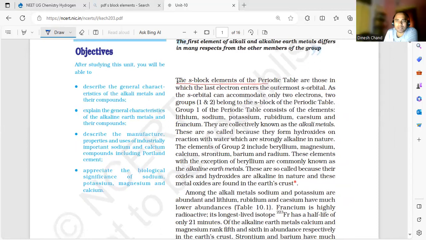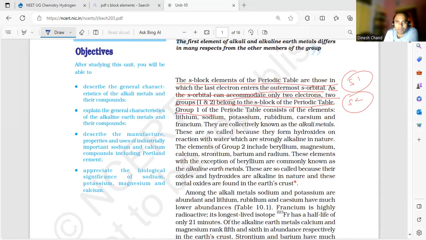The s block elements of the periodic table are those in which the last electron enters into the outermost s orbital. Now the second point: as the s orbital can accommodate only 2 electrons, so group 1 and 2 belong to the s block elements of the periodic table. Because s1 and s2 configurations are there, so that is group 1 and group 2.